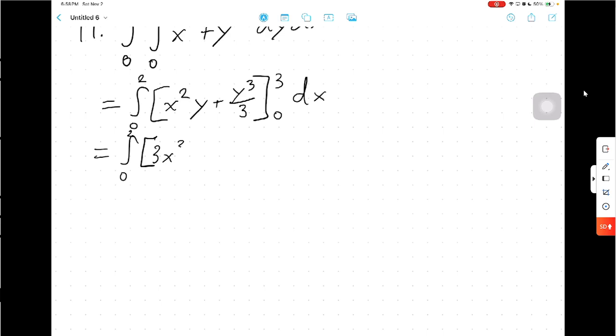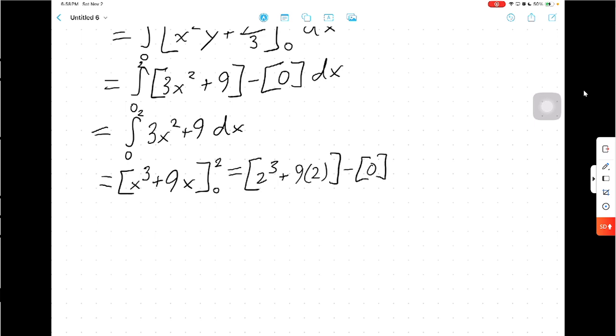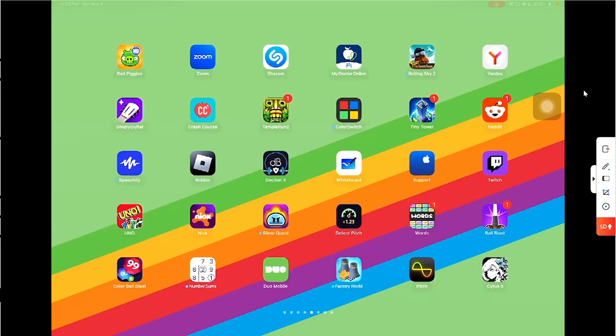From 3, we get 3x squared plus 3 cubed over 3. That's going to be 9, minus 0. The integral from 0 to 2 of 3x squared plus 9 dx. So x cubed plus 9x evaluated from 0 to 2, which is equal to 2 cubed plus 9 times 2 minus 0, which is equal to 8 plus 18, which is equal to 26.